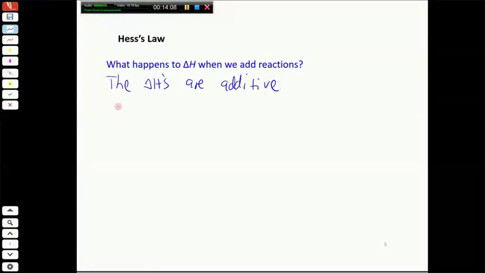So if we have a reaction that's a sum of 2 or more other reactions, the total delta H is just going to be the sum of all the individual delta H's from the chemical equations we're adding together. So if we know delta H for all of the equations we're adding together, the delta H for that overall combined equation is going to be just the sum of all of those. As an example of this, let's say we're adding 2 equations.